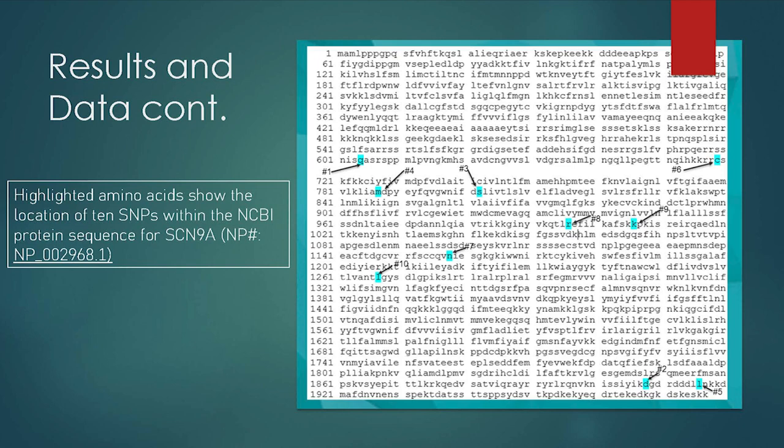Okay, next. Now this is the entire sequence for the SCN9A gene. You can see it's very long, but highlighted in blue, I have the same SNPs as before, just highlighted in this specific sequence.